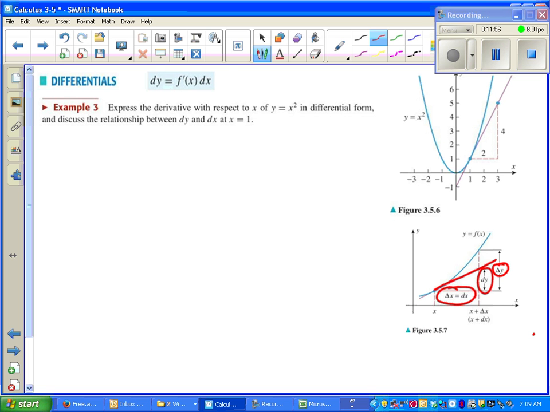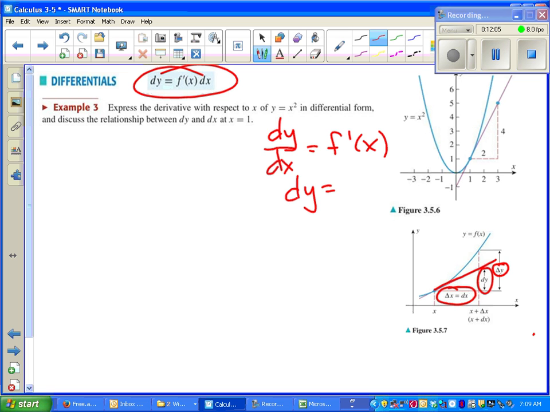Now, let's talk about this formula for a minute. We know dy dx is the same thing as f prime of x. To get that formula, all we did is multiply both sides by dx.